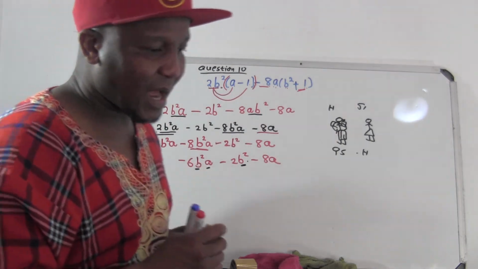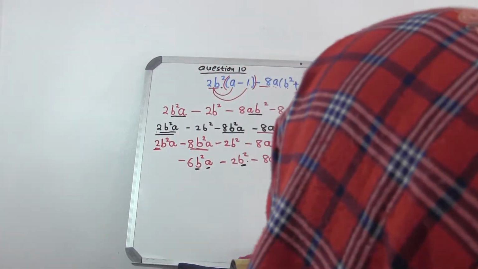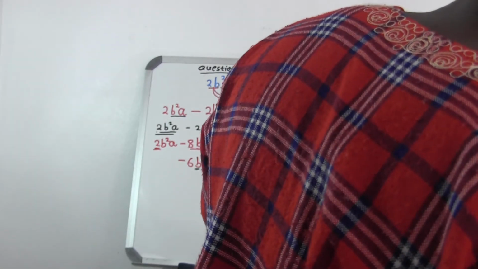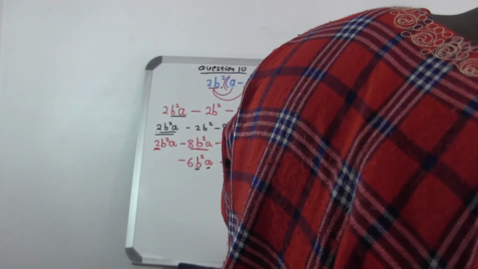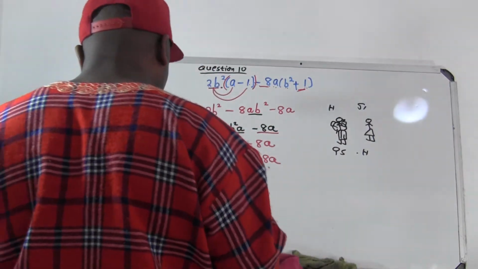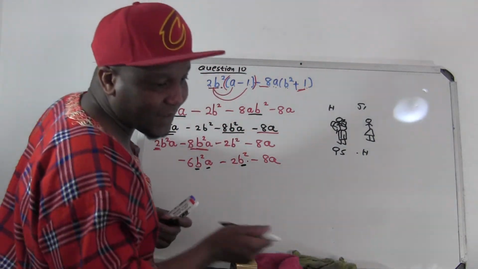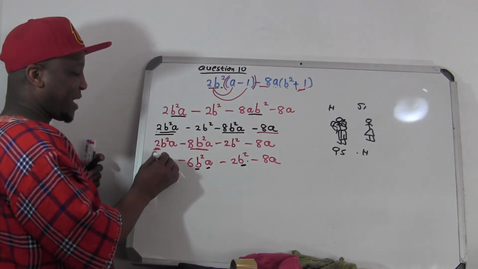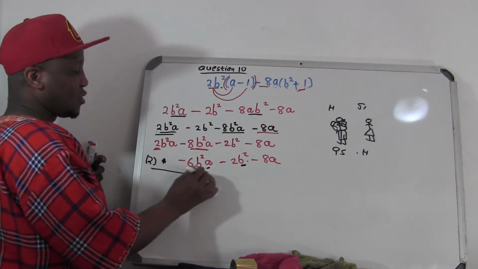So now we come here to the options. Negative 6B squared A minus 2B squared minus 8A. So in the exam I have, I see the correct option is option 2. But go to your exam or assignment or whatever task you have, and please look at it carefully. For my case, it's option 2.